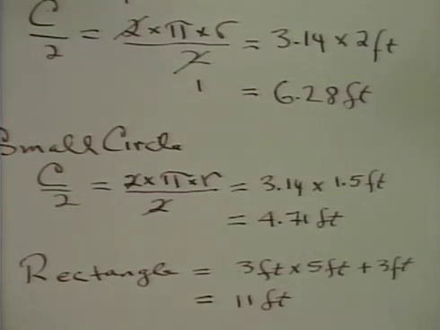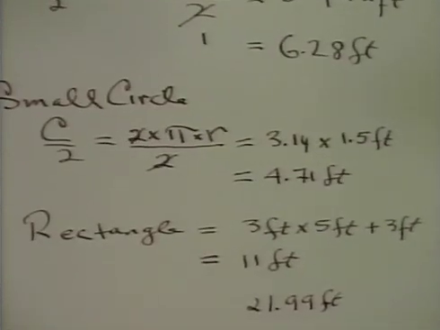So I add that together. 11 and 10 is 21. So it looks like I have 21.99 feet. So you can see all those on the screen, adding them up. So 21.99 feet for the distance around this shape. Leave that on the screen just for a moment longer.